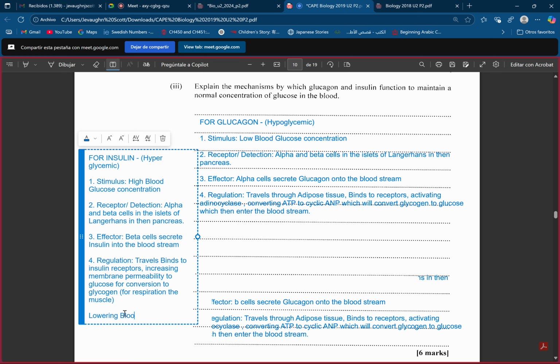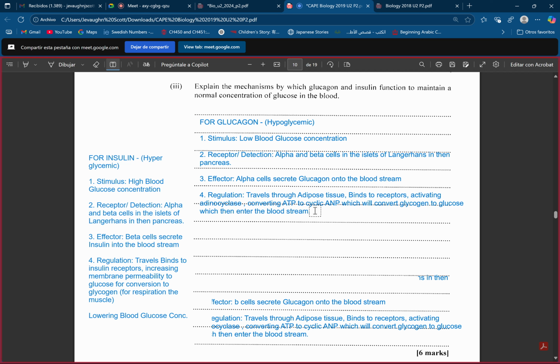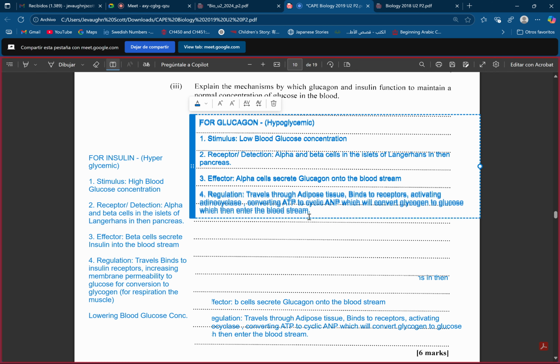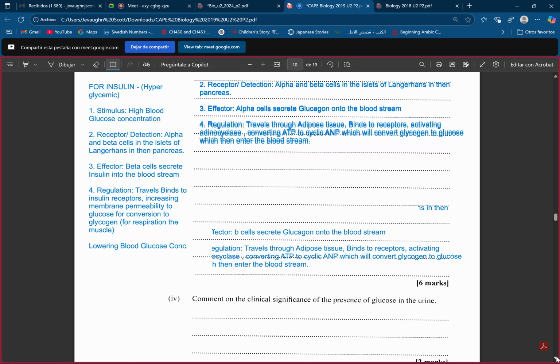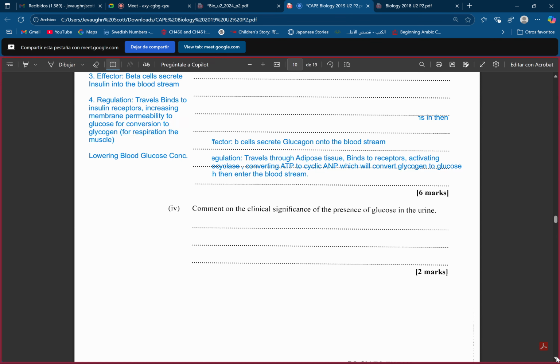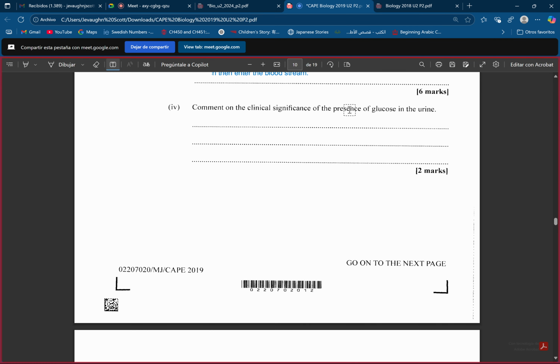Lowering blood glucose concentration. I'm just going to add that at the end of each thing, right? So lowering the concentration there, and then over here now it would be increasing. I'm not going to touch this text box again because I don't want it to disappear. All right, so we understand that. Comment on the clinical significance of the presence of glucose in urine.